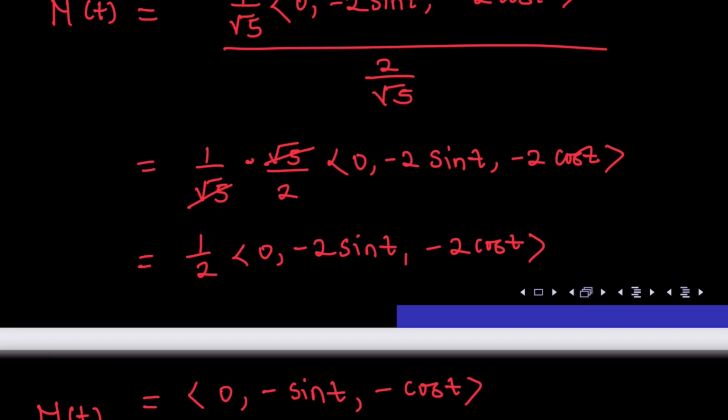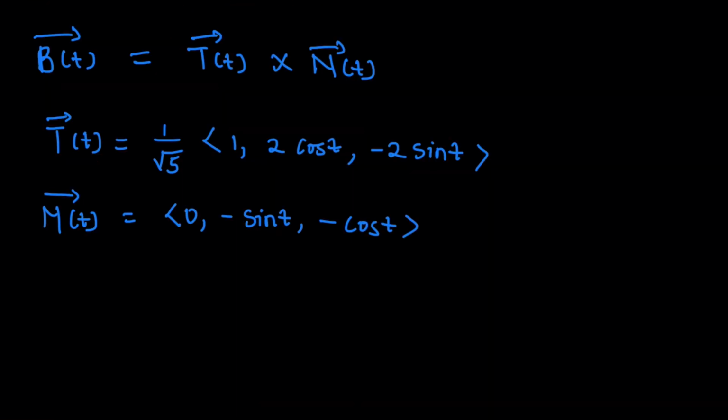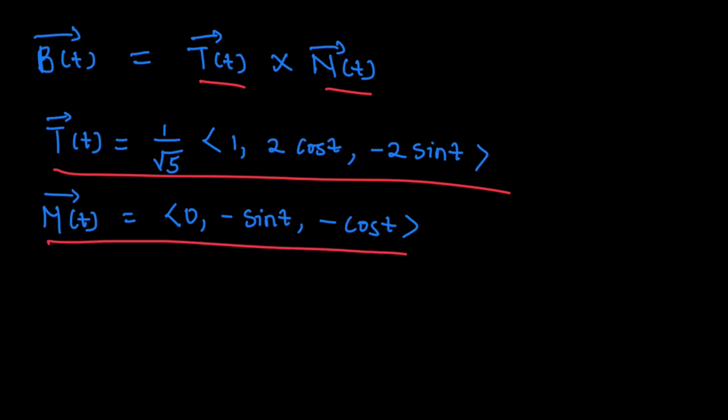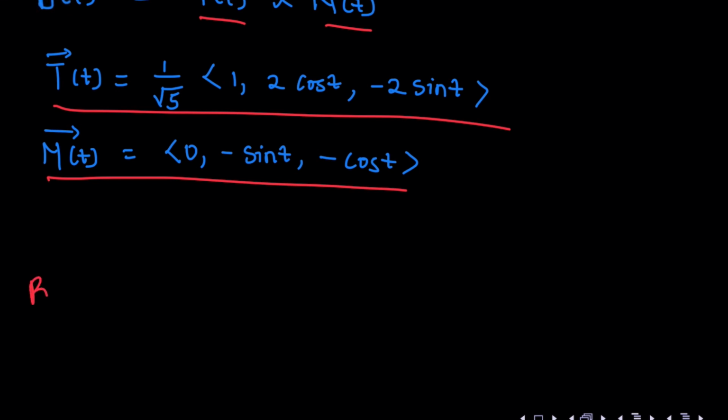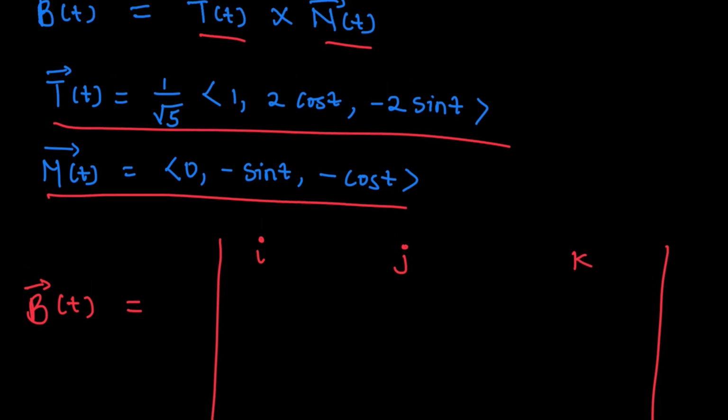Now let's move on to find the binormal vector. Binormal vector is defined as the cross product between the unit tangent vector and the unit normal vector. So from above we have our unit tangent vector to be given as this guy and the unit normal vector given as this guy. So we just have to find the cross product between these two guys. So the binormal vector B of t is defined as the determinant of the 3x3 matrix, where the first row is the basis vectors i, j, and k. Here the second row will be given as the entries of the unit tangent vector.